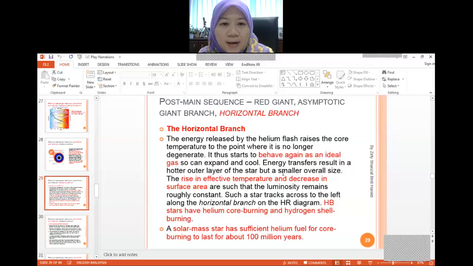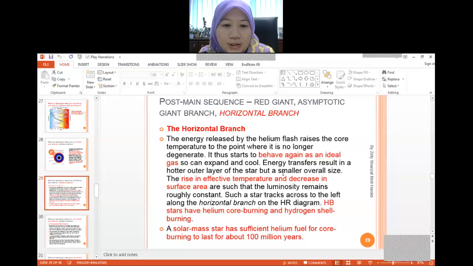In this case, the energy released by the helium flash raises the core temperature to the point where it is no longer degenerate. So it will start again to behave as an ideal gas, and it will expand and cool, and the energy transfer results in a hotter outer layer of the star, but a smaller overall size. Of course there is an increase of the temperature, but a decrease of the area. So it's not increasing in size anymore, but it will be slightly decreased, for the case of the HB.